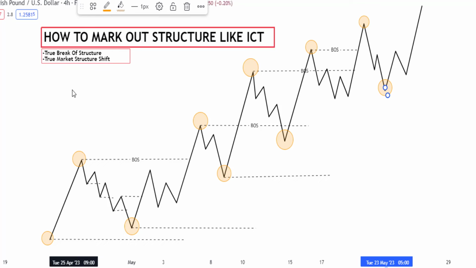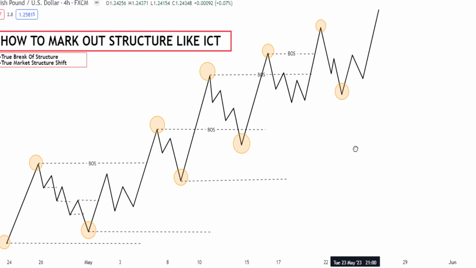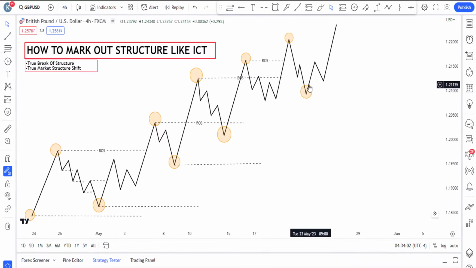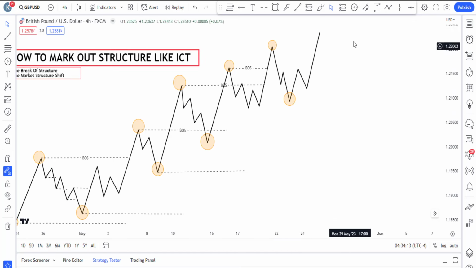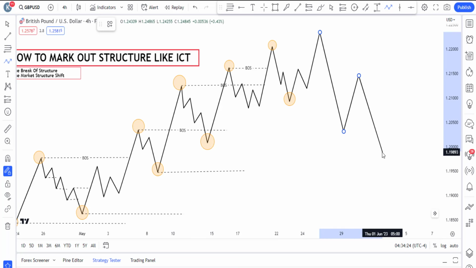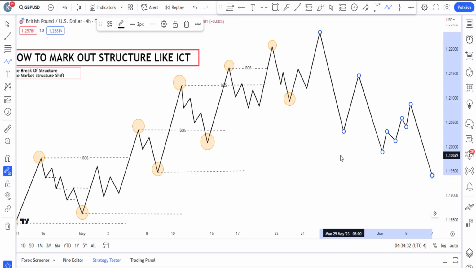Now, where do we see a true structure shift? From an uptrend, if we have a downtrend, we want to see that this lowest level, as price was going up, this was the lowest level price was. If we must have a downtrend, we must be able to take out this guy first. We must be able to take out this guy completely. We close below this guy, and then if we have a retracement, that is when we can say we have a downtrend. Until this happens, we are still in an uptrend market.